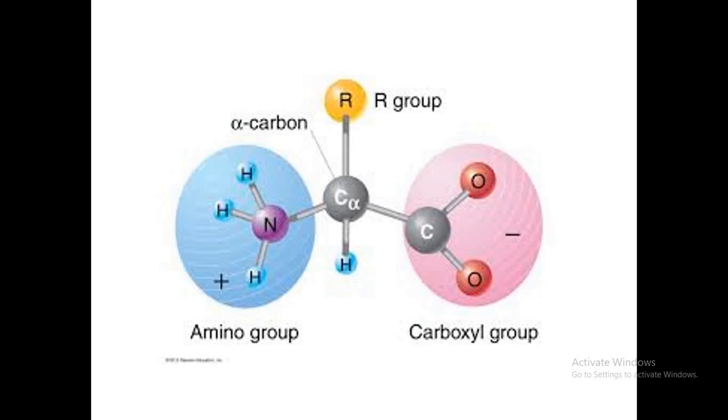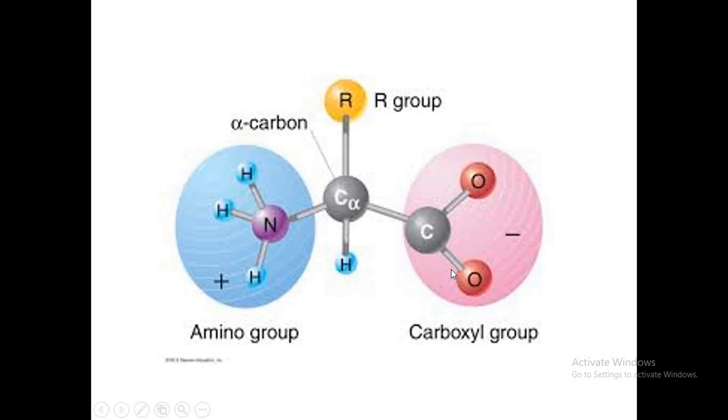But up till now, just keep this in your mind: amino acids are organic molecules composed of carbon, nitrogen, and hydrogen atoms, and they have one central carbon atom, the alpha carbon atom. This alpha carbon atom is attached to one amino group, one carboxylic group, one side chain, and one hydrogen atom, except glycine, because in glycine the R group is a hydrogen atom.